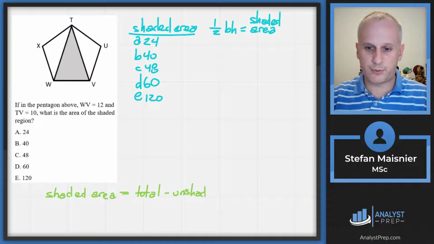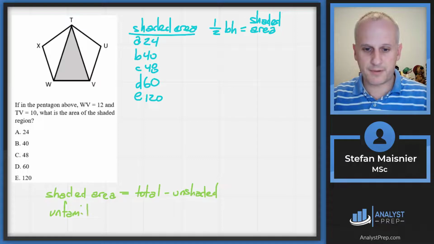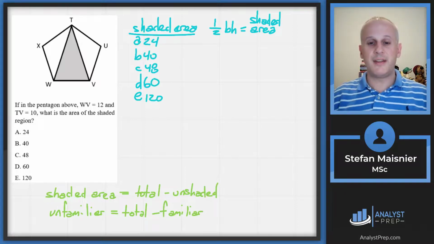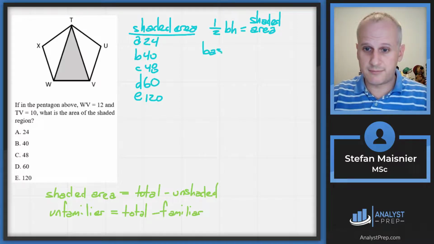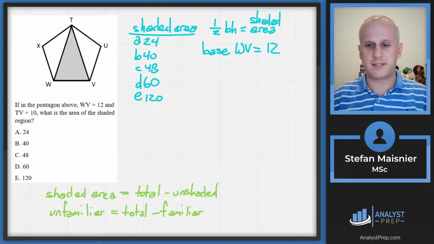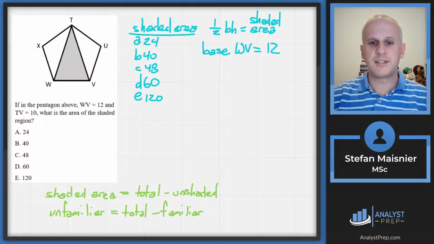And if you're ever asked for a less familiar shape, your unfamiliar value on the GMAT is frequently equal to your total minus whatever the familiar is. But again, we've got a triangle as our shaded shape here, so it's a little bit more straightforward. So then we're told that WV is 12, so that can be my base. So my base of WV is equal to 12, okay? And TV is equal to 10.